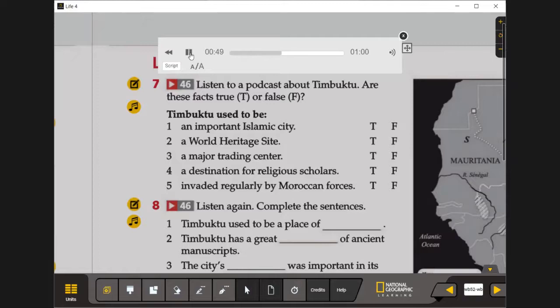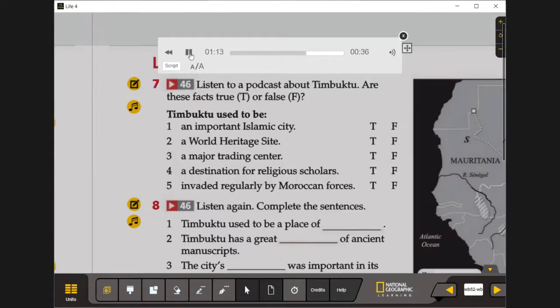Timbuktu's geographical location was an important factor in its history. It was at the crossroads of major trading routes. The Niger River passes through Timbuktu on its 4,000-kilometer journey from Guinea in the west to the Niger Delta in Nigeria. Camel trains used to pass through the city continuously on their way north and south.